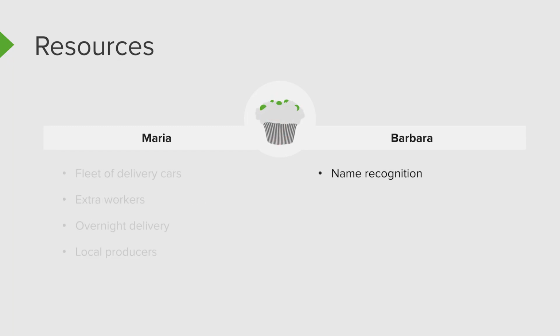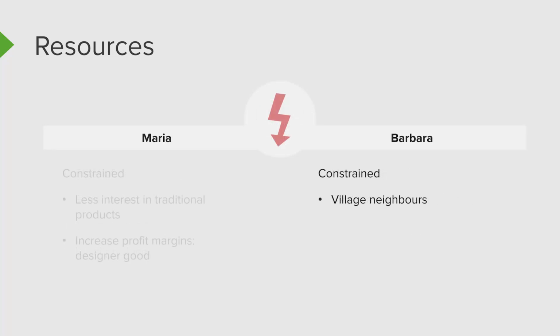On the other hand, Barbara also has some resources. She has name recognition. Her bakery is the best place in the entire market square. She also has high-end customers who would like to spend a little more money. But she's constrained by 2 issues. Number 1, her neighbors want to make sure that she doesn't go too fast and sell too many things that are not within the village atmosphere. And number 2, her customers actually enjoy the traditions and like to buy these products more than newer products.